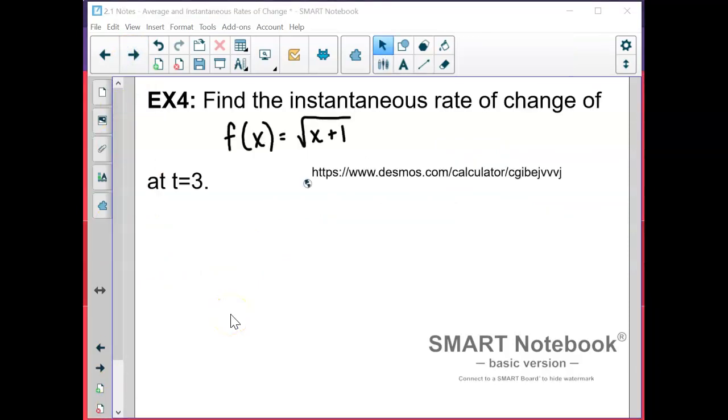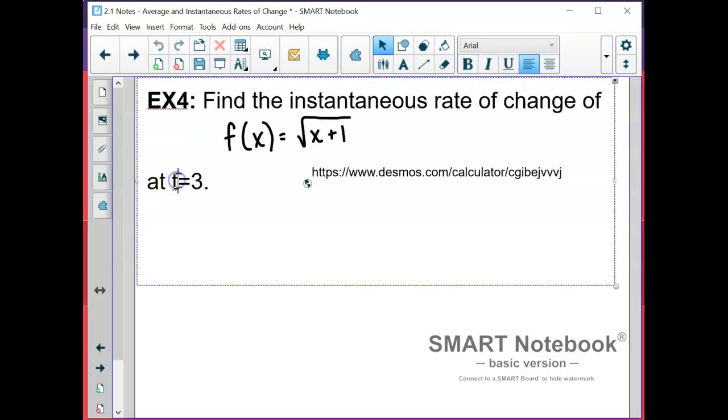All right, so we're going to look at one of these at a specific point, and we have the instantaneous rate of change of f of x equals the square root of x plus 1 at t equals 3. That should say x equals 3. Let's fix that. So let's look at the graph of this just to get a picture of what's happening here.